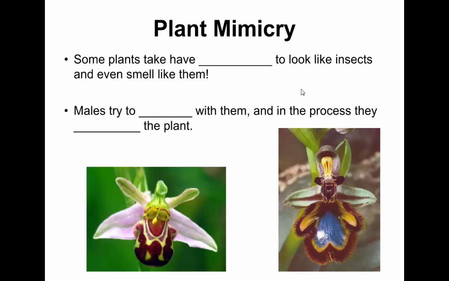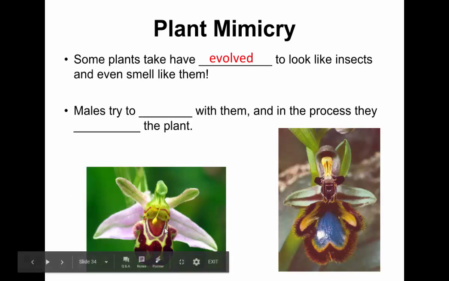Now, some plants have taken some evolutionary pathways that are kind of interesting. Some plants, their flowers have developed to mimic and look like actually insects. And they even produce compounds that make them smell like insects. This is a flower that's meant to attract insects to it. And see, it sort of looks like an insect.